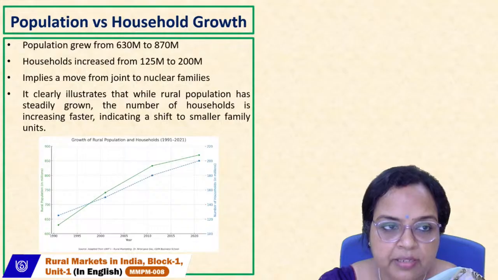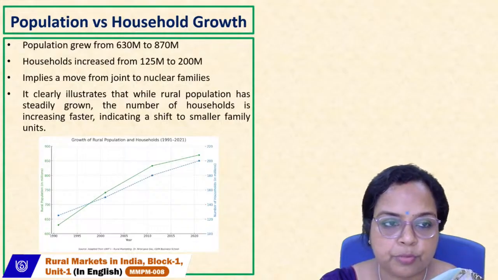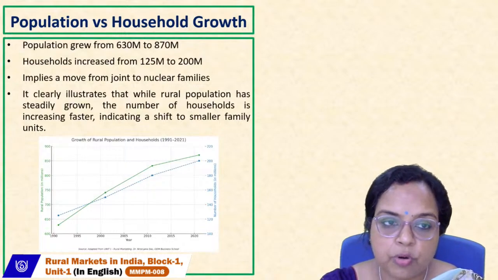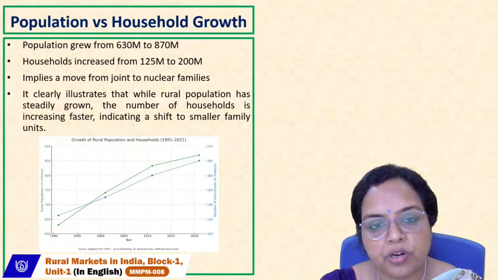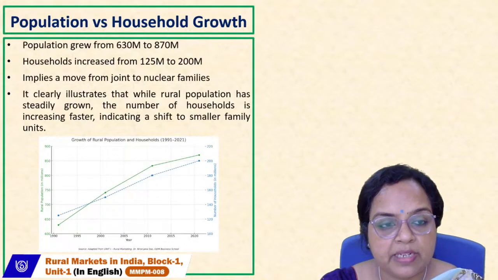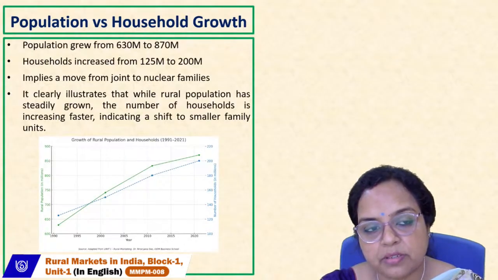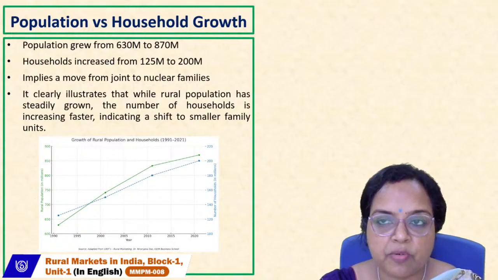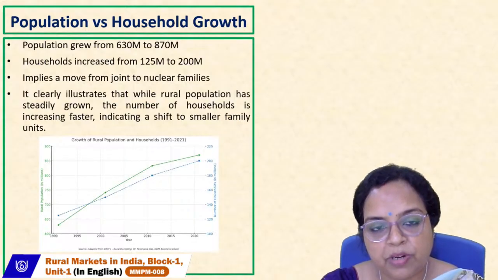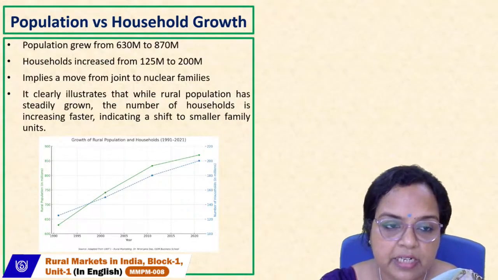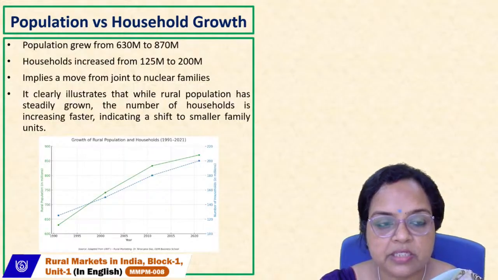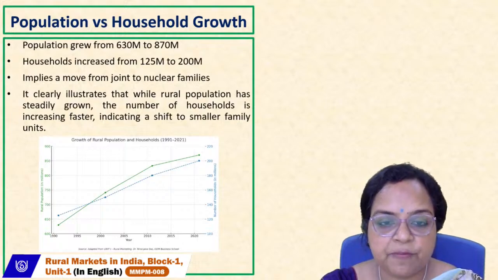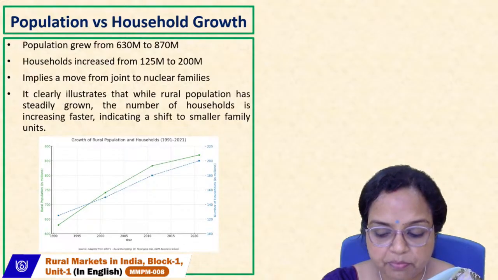Let's understand the first point, that is population versus household growth. Population grew from 630 million to 870 million. Households also increased from 125 million to 200 million. What does it imply? It implies a move from joint to nuclear families. Previously, rural belts had all joint families. Nowadays, they have shifted from joint family culture to nuclear families. It clearly illustrates that while the rural population has steadily grown, the number of households is increasing faster, indicating a shift to smaller family units.